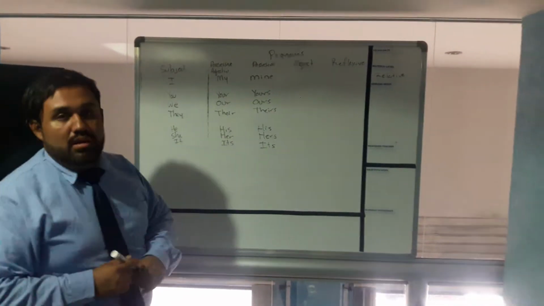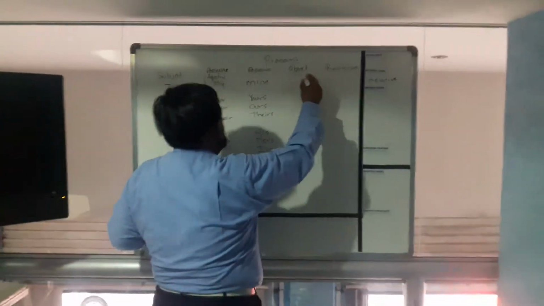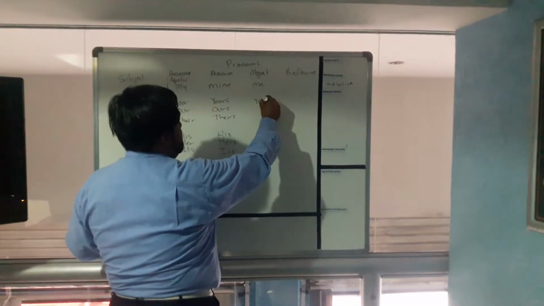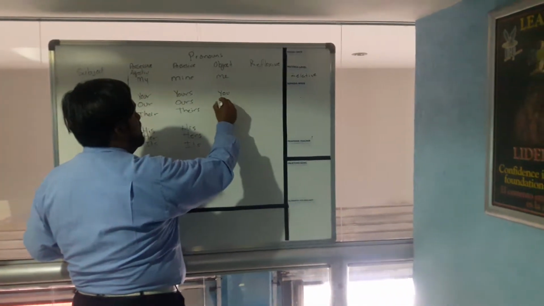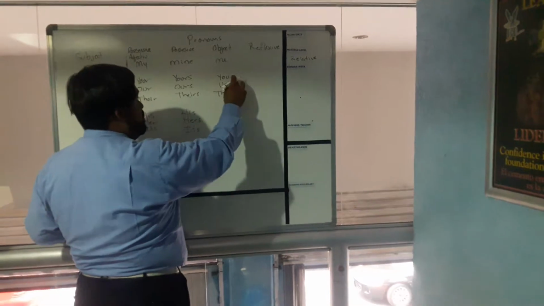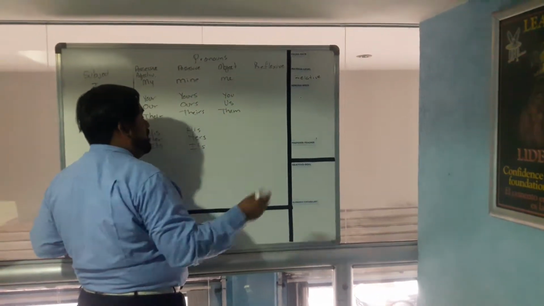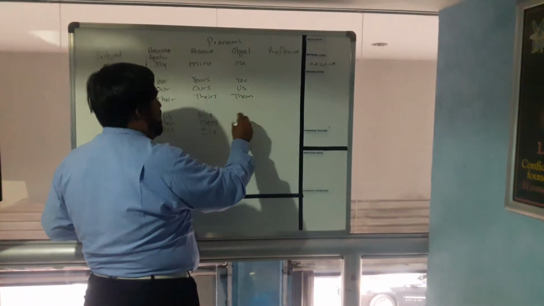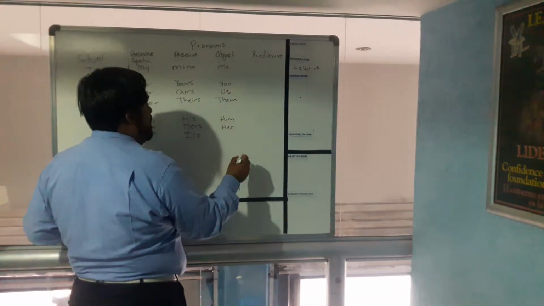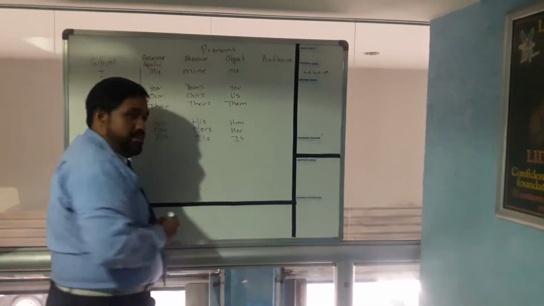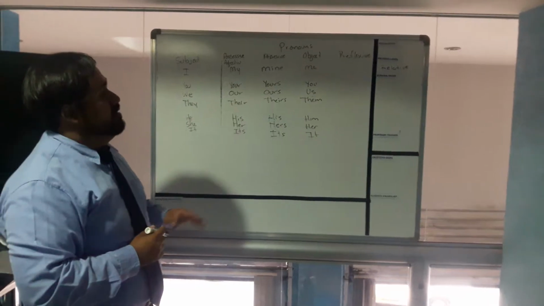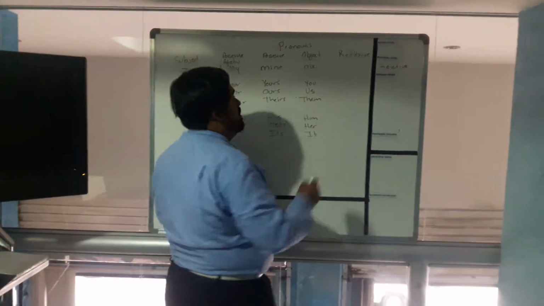Object pronouns, we have the same idea. The first person is me, the second person is you. Sorry, the second persons are you, us, and them. And for the third person, we have him, her, and it. Very well.